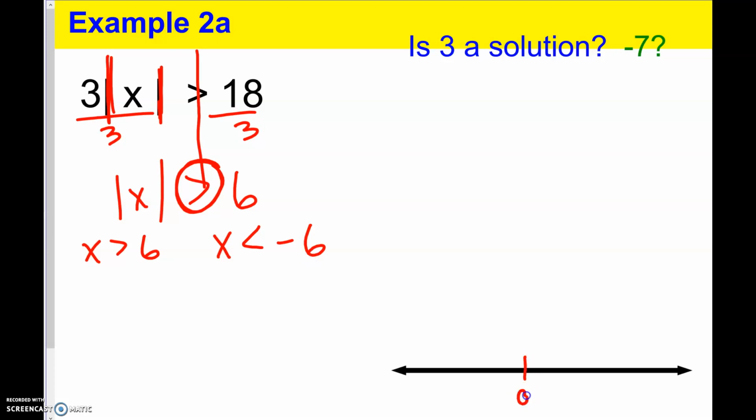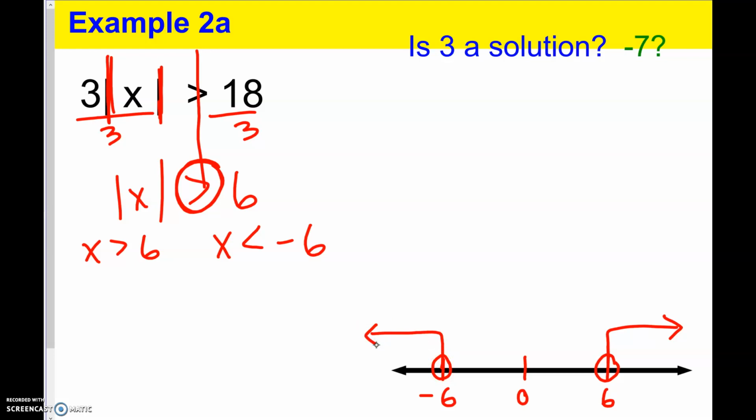So on my number line, I have the number 6. It's an open circle. We do not have a line underneath it, so we have an open circle. And then we are going to shade to the right. In the second one, x is less than negative 6, so I'm going to put negative 6 on my number line. It's an open circle because we do not have that line underneath it, so we're not including negative 6. And it says any number is less than, so I'm going to shade to the left.